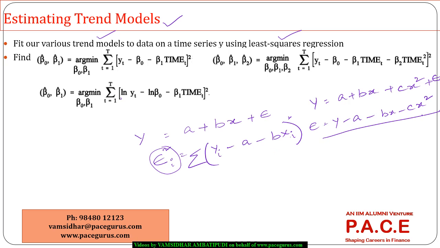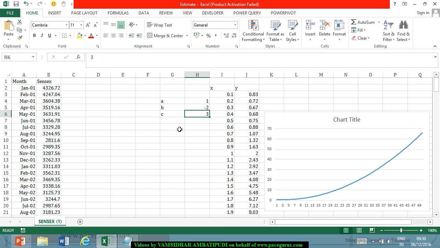Similarly, here also that's the same process. Whatever the model that I am fitting, I want to take the actual minus the expected in each of the cases, and I want to minimize that error. Let's see in the data. First, let's fit a linear model.